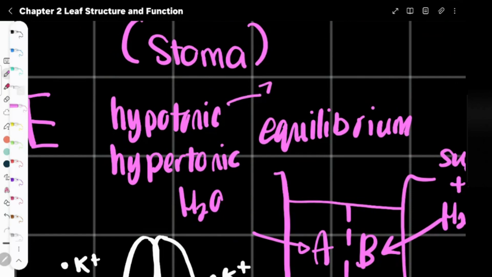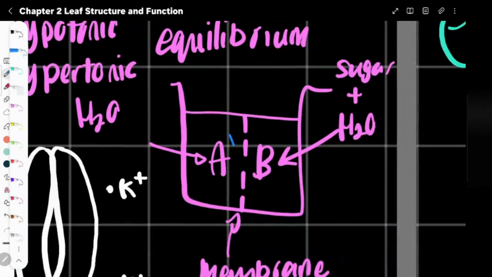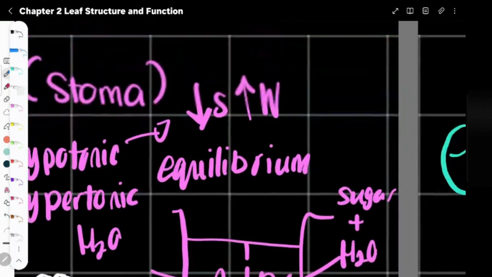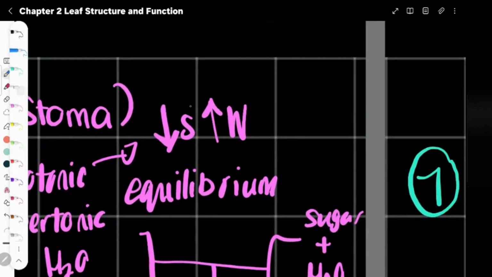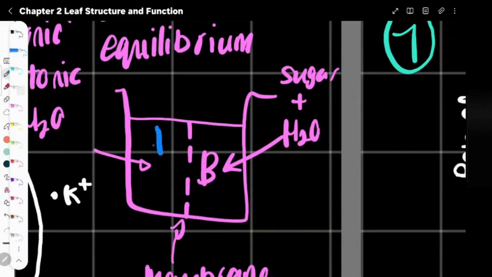means that it has low solutes, but high water potential. Okay, low solute but high water potential. Now I said this is a hypotonic, right? So if it has low solute, if you were to draw here, this has low solute, and this one has high solute. Why? Because there's sugar here.